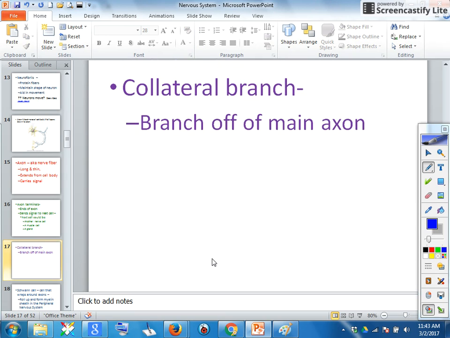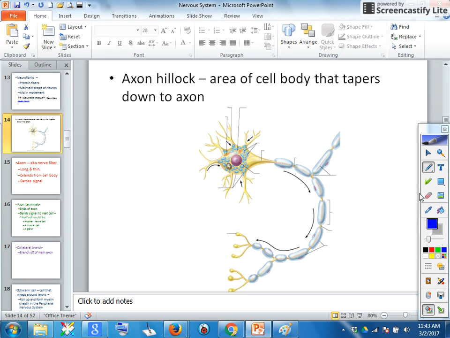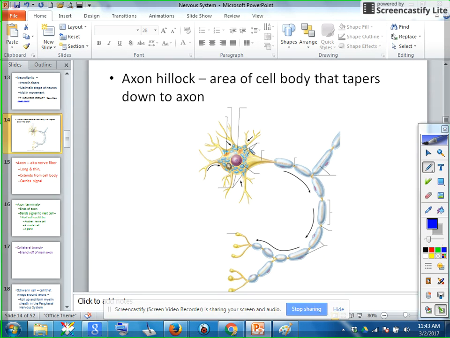Okay. And then we have collateral branch. That's just a branch off the main axon. You can see it here. The collateral branch is this area right here. The axon hillock, maybe I jumped ahead. The axon hillock is this area right here. Axon hillock. Okay. Looks kind of like a bird, right? Bird head, the bird eye. The beak of the bird is the axon hillock. There's my bird. Just kidding. It's not really a bird. All right. Moving back here.